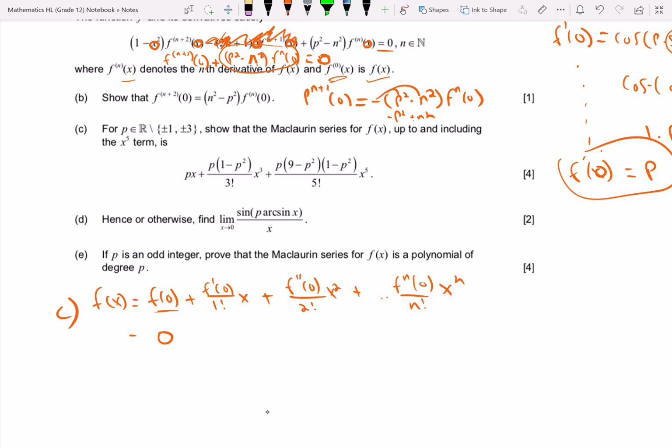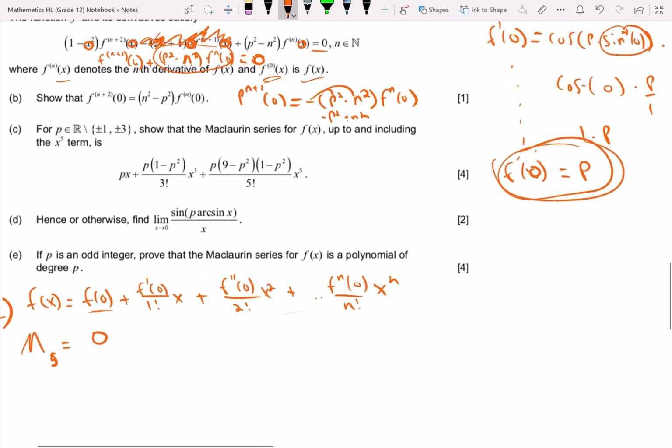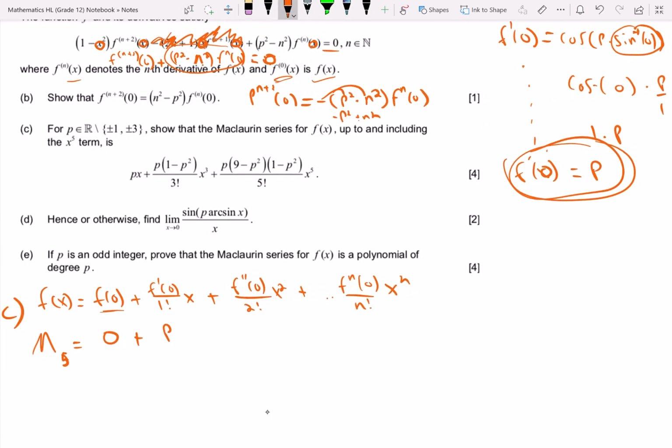This is the Maclaurin series, so we could say M(x), or M of n. We're going to only go up to the fifth term, so let's write 5. And that's going to equal, that one was 0. The first derivative evaluated at 0, we already figured out, was p, right? So this is going to be plus p times x, plus the second derivative. This is where it gets tricky. So second derivative, we're going to put it up there.